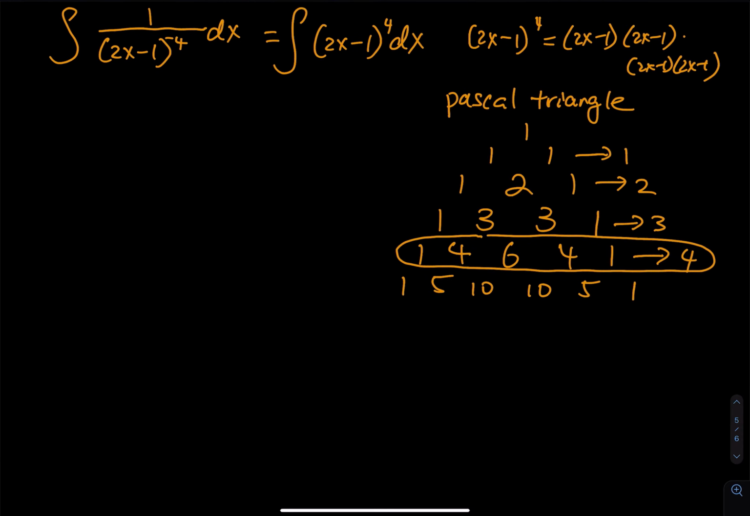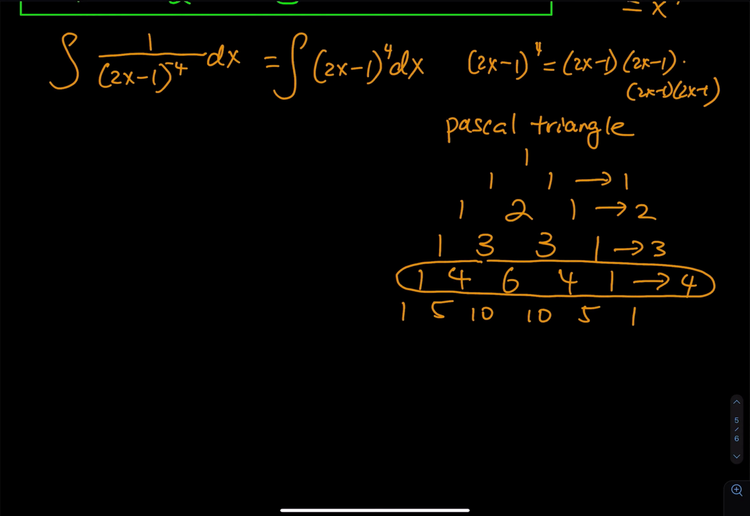How do I use these 5 numbers? The way we use them is we take them as coefficients: 1, 4, 6, 4, 1. Since the sign is a minus, because we have 2x minus 1, the sign alternates like this: plus, minus, plus, minus, plus. What if that is 2x plus 1? Then these will be all plus.